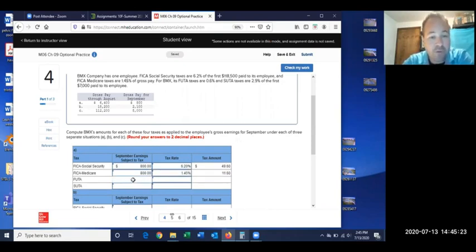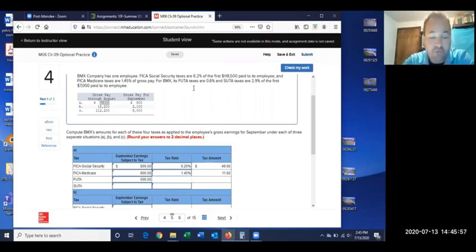Now, when we come down to FUTA and SUTA, this is where the cap comes into play. The cap is 7,000. If I add 800 plus 6,400, I'm going to go over that cap. So what I have to do is focus on this number and the cap and say, if I'm at 6,400, how much more do I have to go until I get to 7 grand? In between there is only $600. So I don't want to tax on the full 800. I only want to go until I get to the cap, which is $600 more.